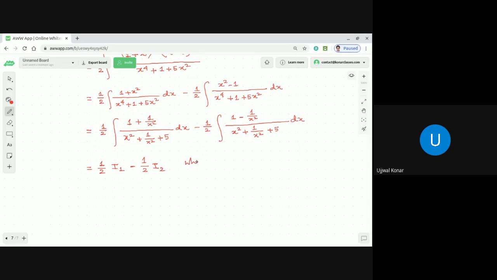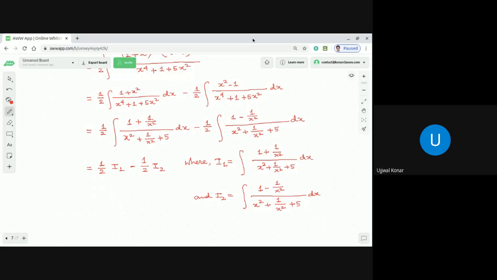Where I1 is equal to integration 1 plus 1 by x square divided by x square plus 1 by x square plus 5 dx. Correct or not? And I2 is equal to integration 1 minus 1 by x square divided by x square plus 1 by x square plus 5 dx. Correct or not?